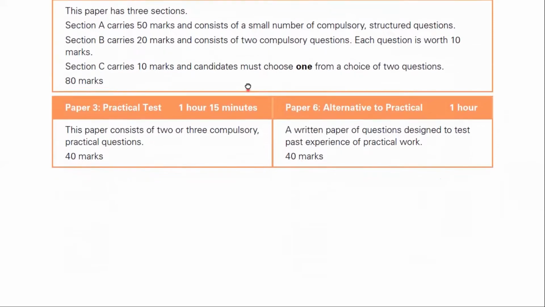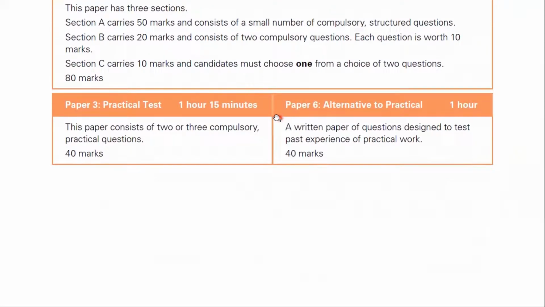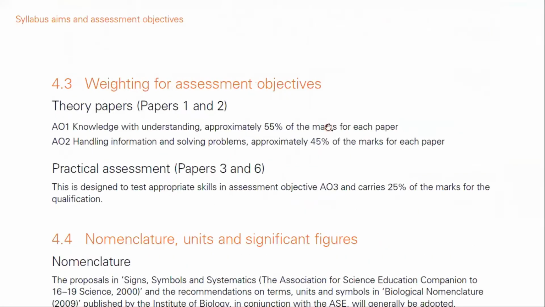Then we have a choice between paper 3 and paper 6. Most schools basically offer paper 3, and some also refer to the extended syllabus, which requires paper 6, also known as ATP, alternative to practical. This paper 6 is basically common between GCE O level and IGCSE syllabus. Paper 3, the difference between the two is the time. Both consist of 40 marks, but paper 3 basically has 1 hour 15 minutes, whereas in paper 6 you only have 1 hour to solve the paper.